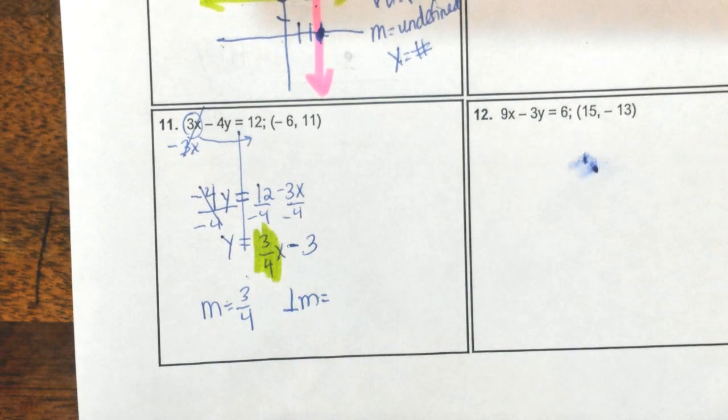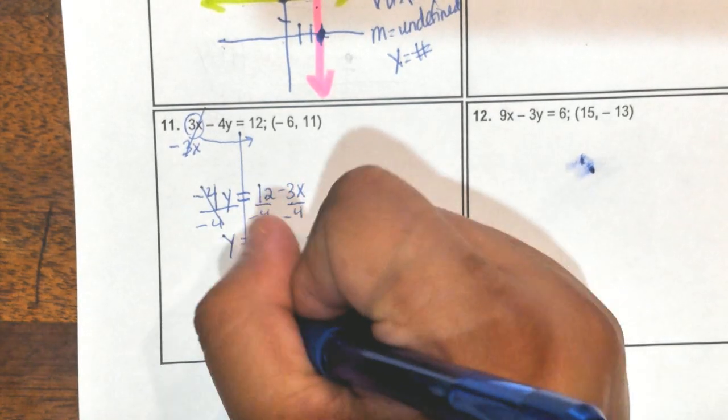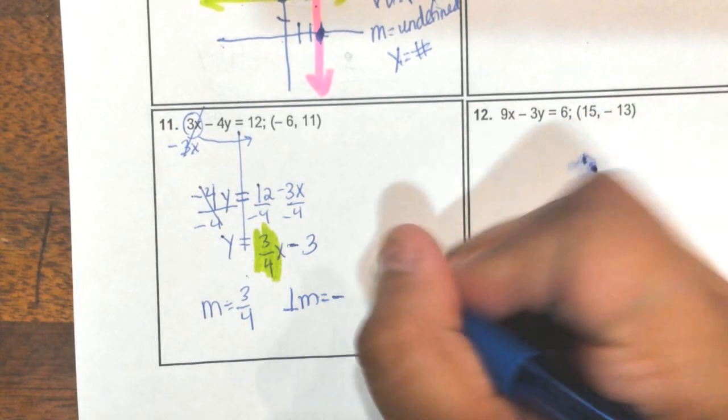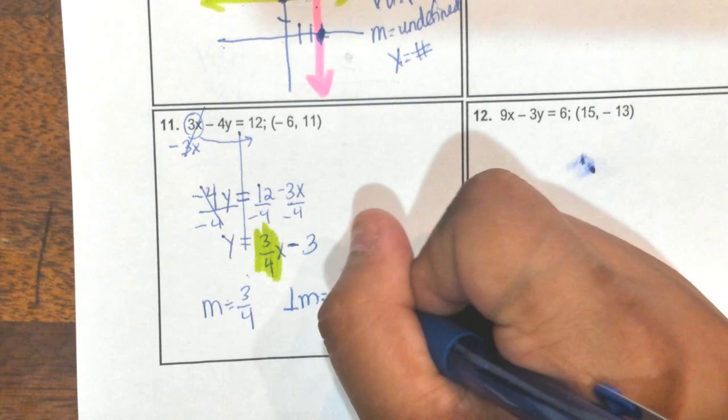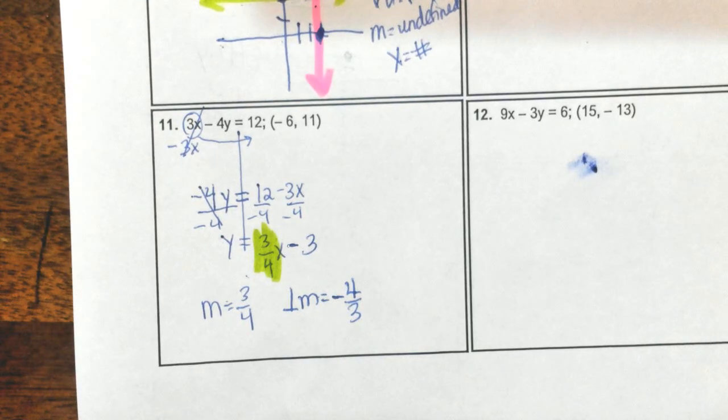But my slope is perpendicular. So what do you have to do? Two things. Change the sign. It's now negative. Flip the fraction. It's 4/3. Okay?